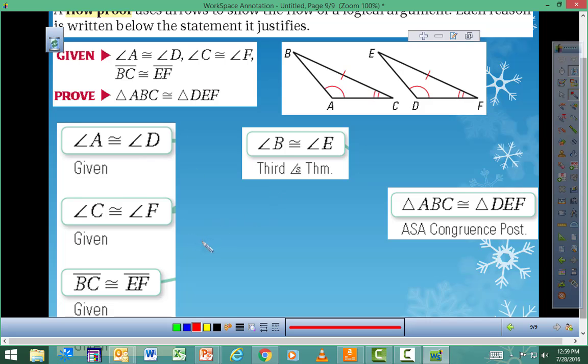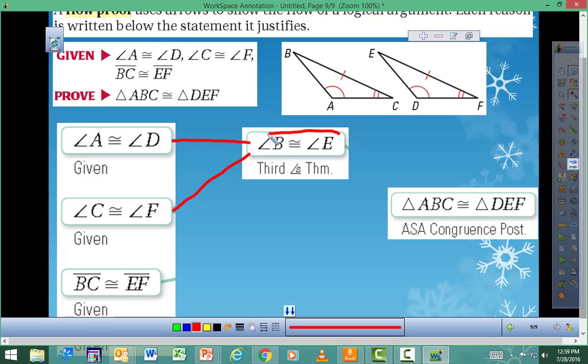Now, we have these two angles are congruent, and now we want to say that the third angle is congruent. So what we're doing is we're using this information and this information to get this information, you see?